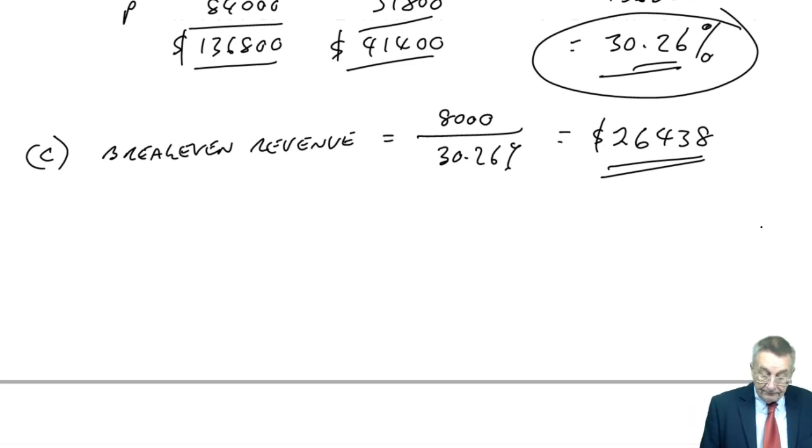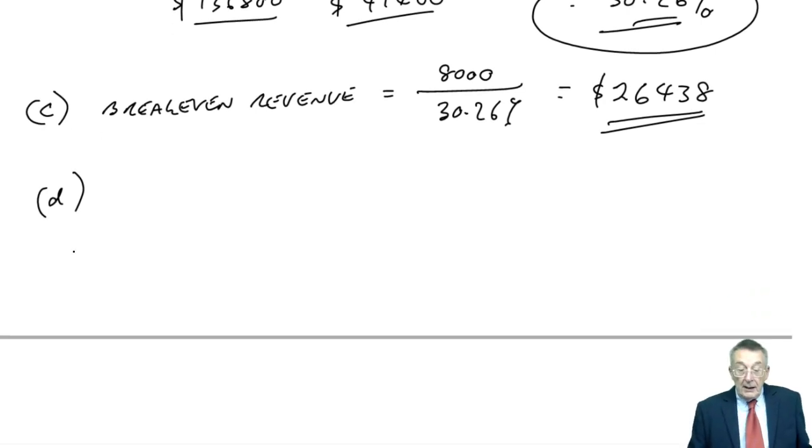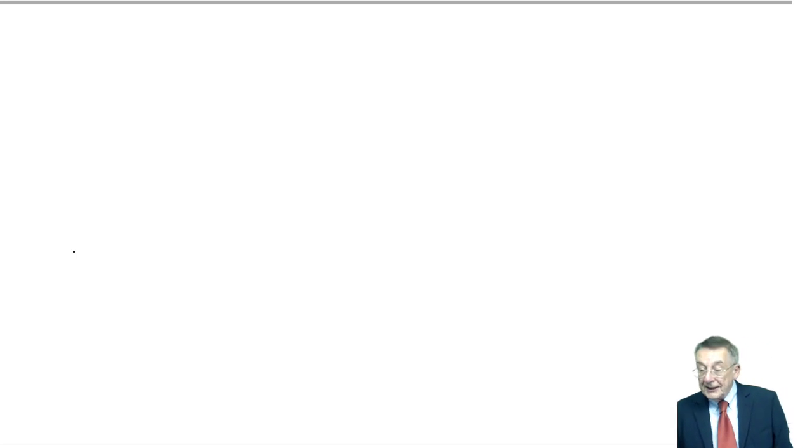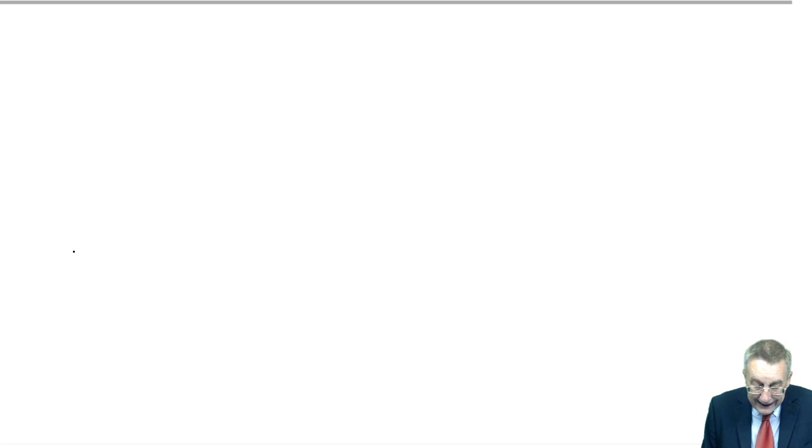Let's go on to part D. Part D asks us for a profit volume chart. Now, I'm dreading this because using the ruler on this computer always causes me problems. But anyway, we've already been through what the profit volume chart is, what it looks like.